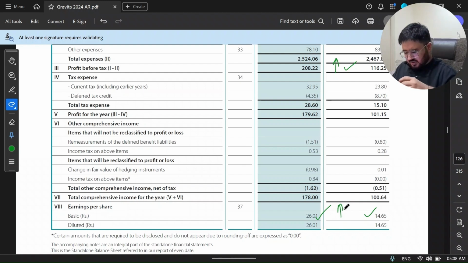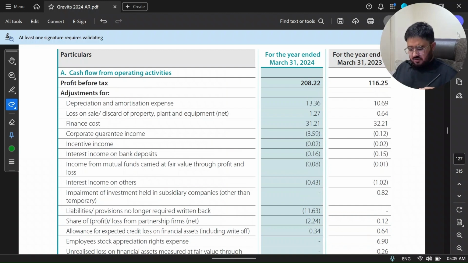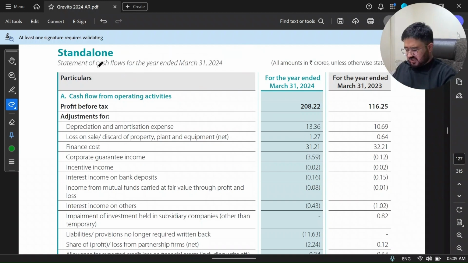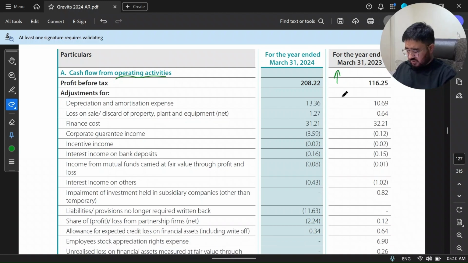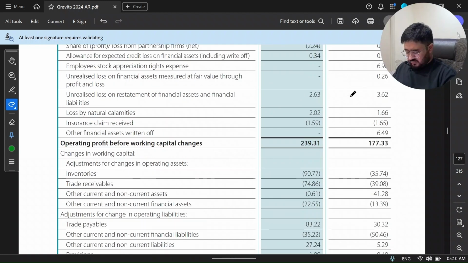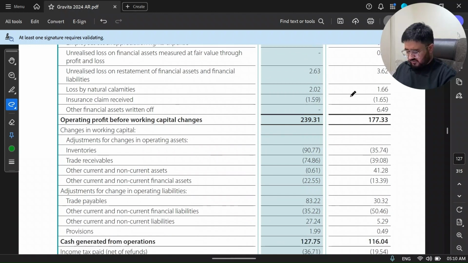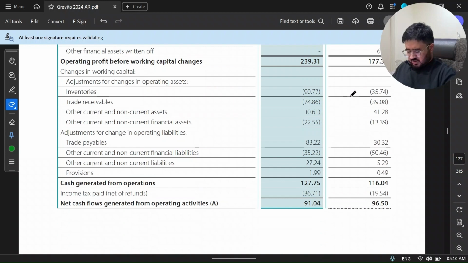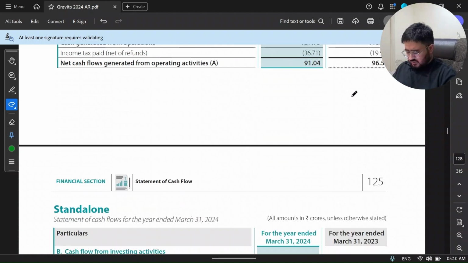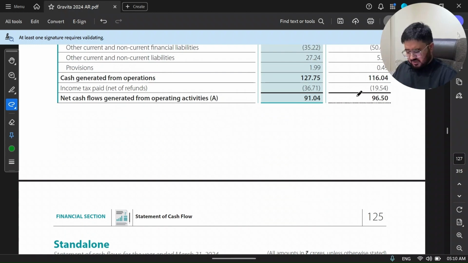Okay. Now let's go to the other statement. So which statement are we in here? Standalone cash flow statement. This is the third one. Cash flows from operating activities should increase. And it has, which is good. Now operating profit before working capital changes, cash generated from operations, increased, which is good.